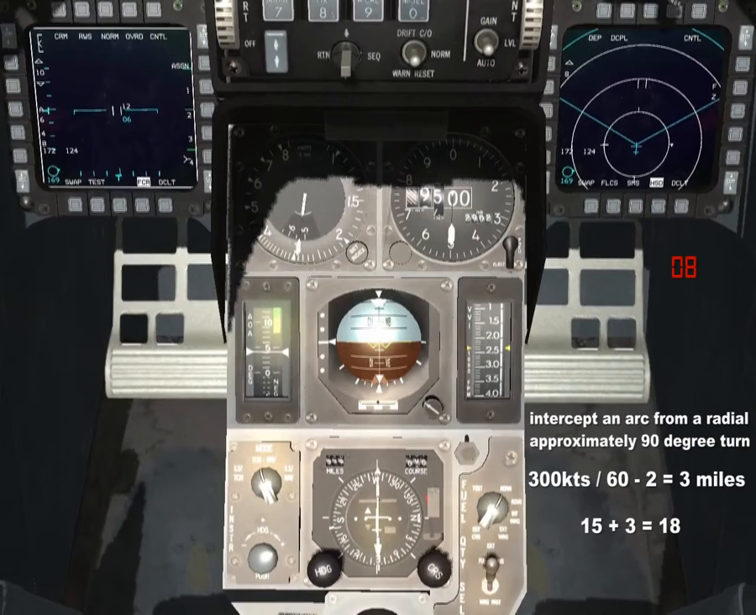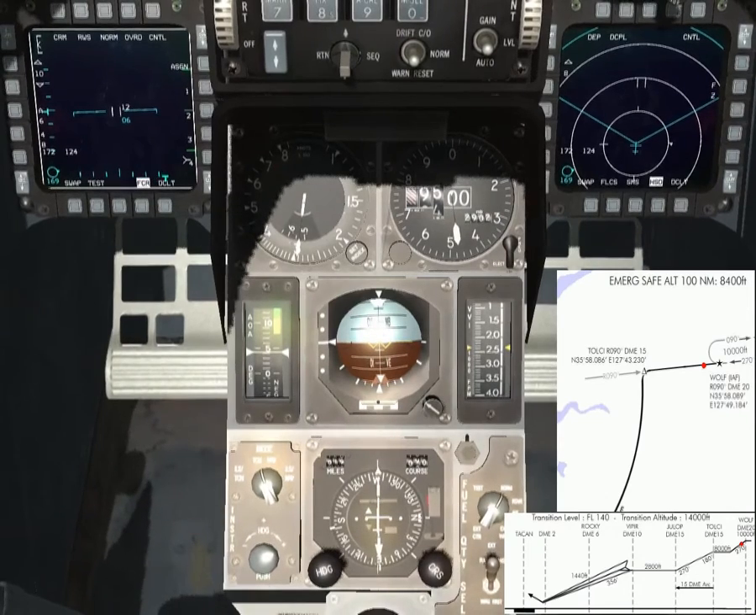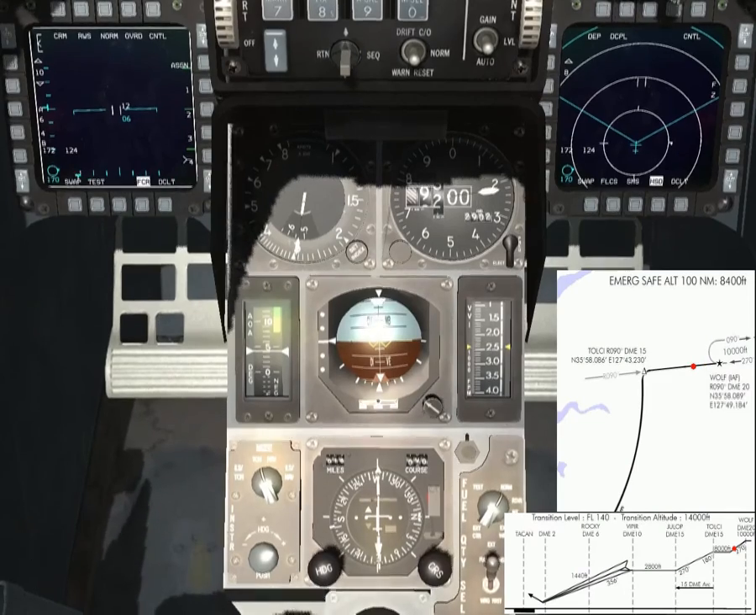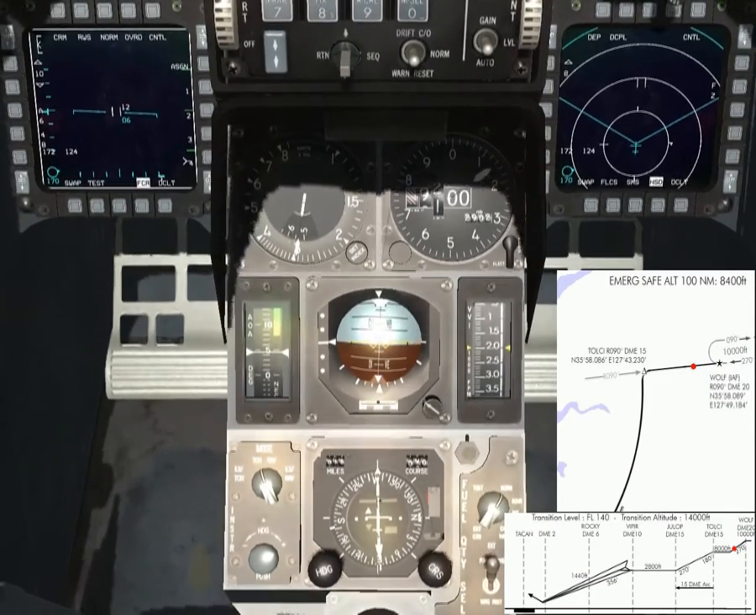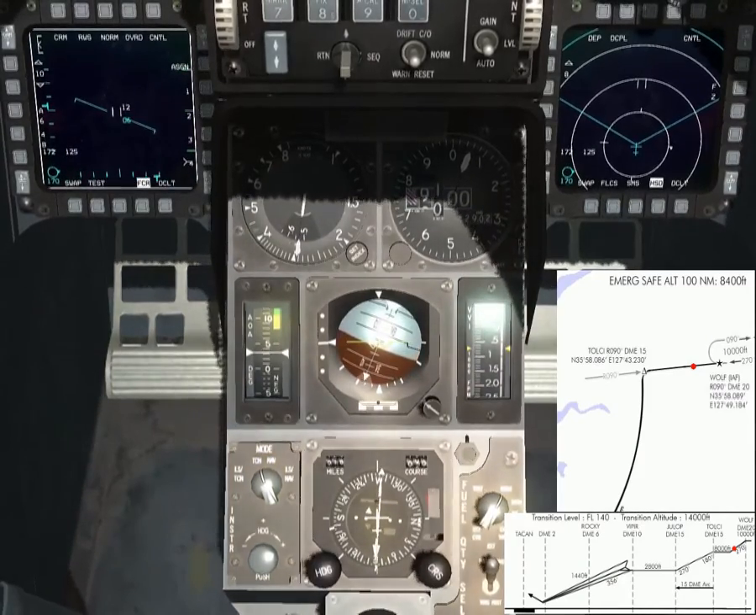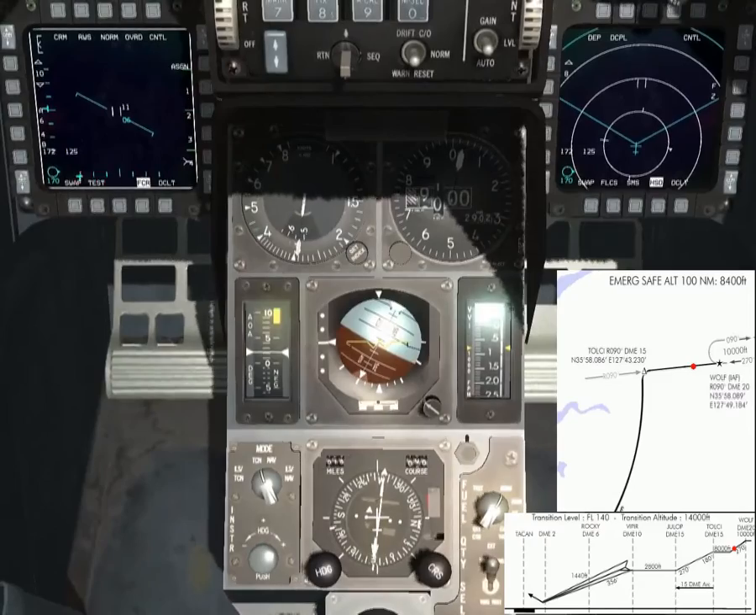I hope it was clear enough, and the same applies when we want to intercept an arc from a radial outbound, for example on SIDs. Moving again, we are established on radial 090, we have passed 19 miles. At 18 miles we will start our turn to intercept the arc and at the same time continue our descent for 8,000 feet.